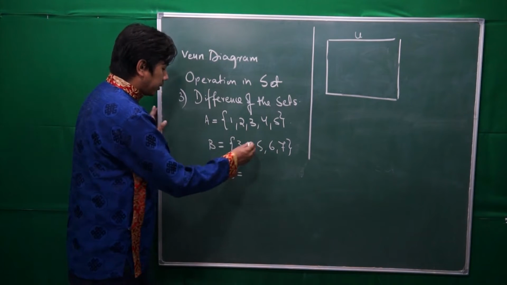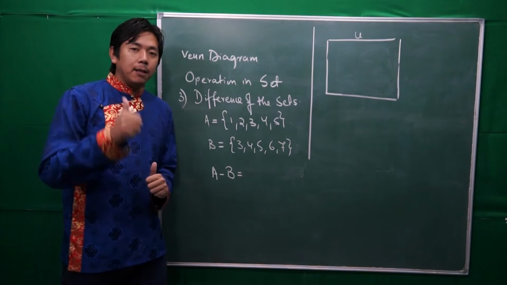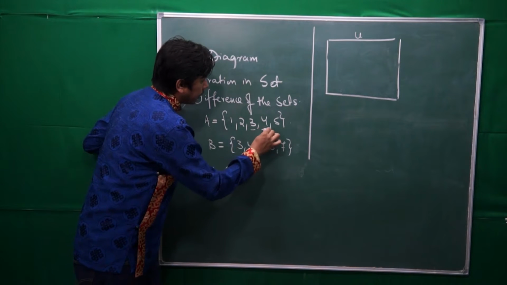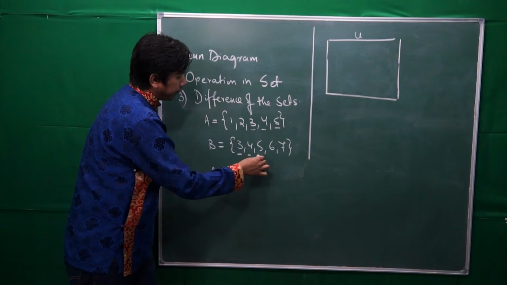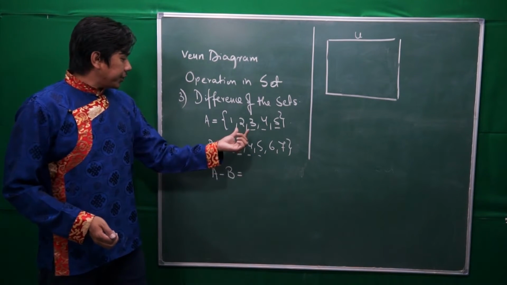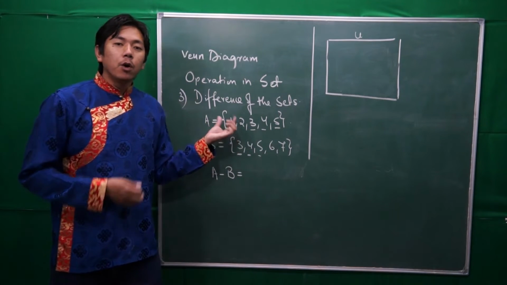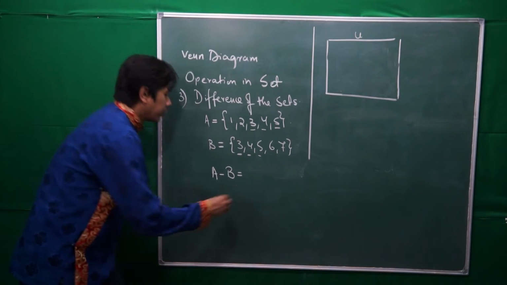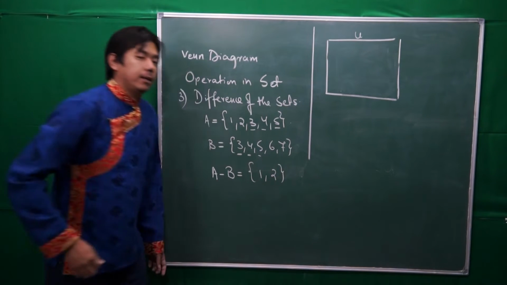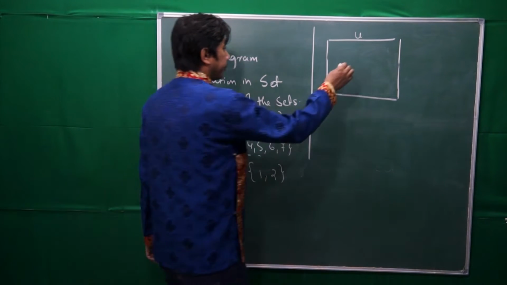So what we do is from set A, we will subtract or we will remove the elements that are in set B as well. So which elements are in B as well? 3, 4 and 5. Okay. Irrespective of what is left in B, we will only check what is left in A. 3, 4, 5 being removed, what is left? 1 and 2. Simple. So A minus B would be 1 and 2. Simple. Alright. How do you represent it?